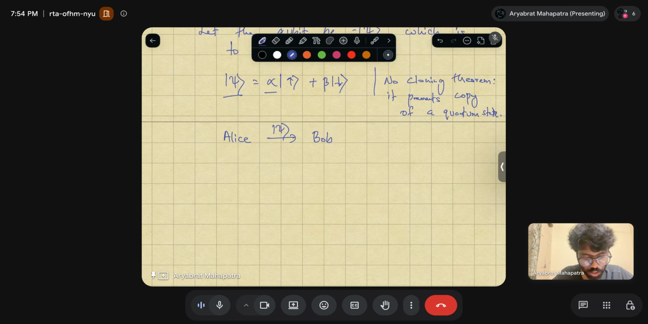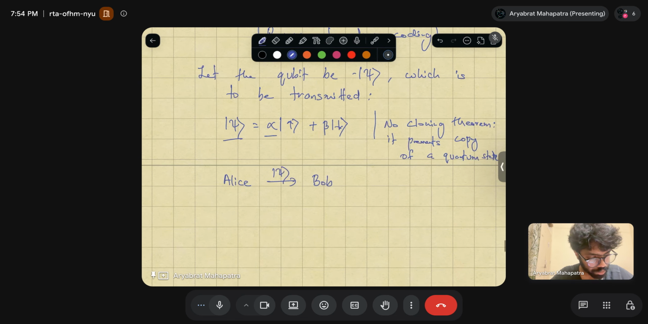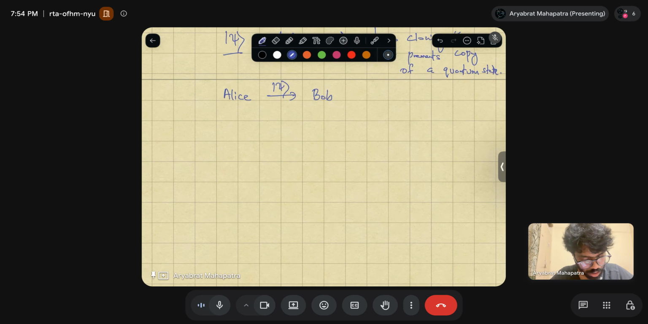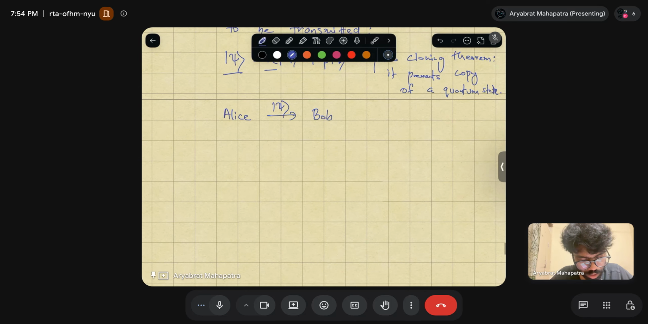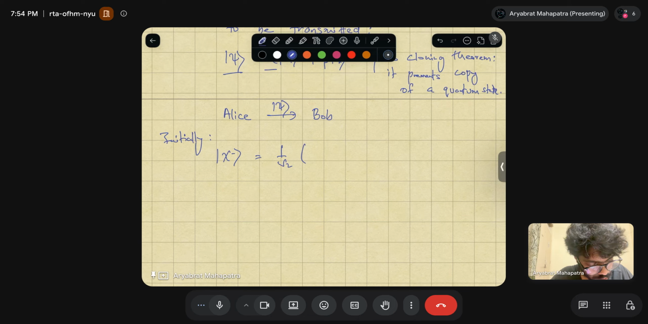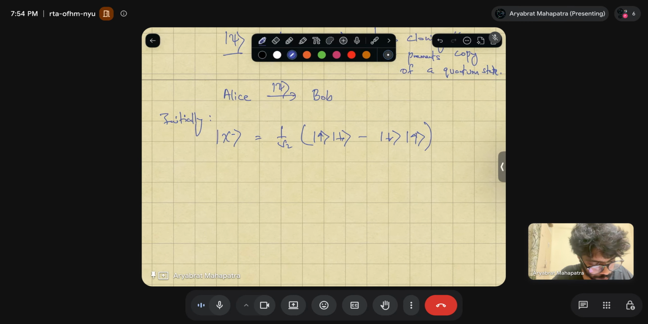So now, how should this go through? Initially both of them have this EPR state chi minus. This is again upstate downstate minus downstate upstate. So if Alice wants to send this, Alice has initially psi tensor product with chi minus.